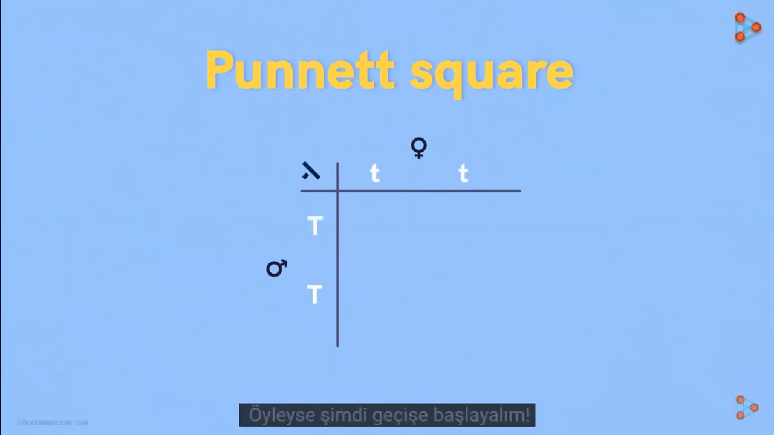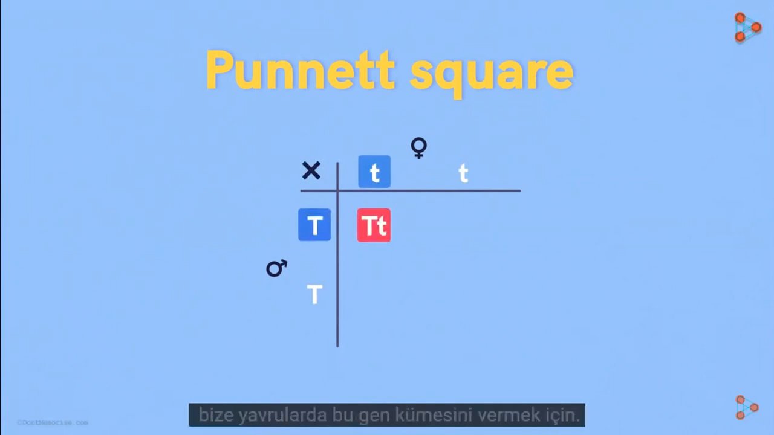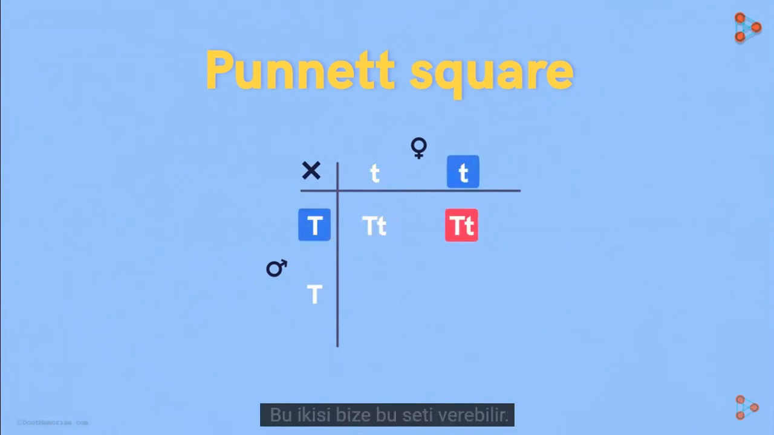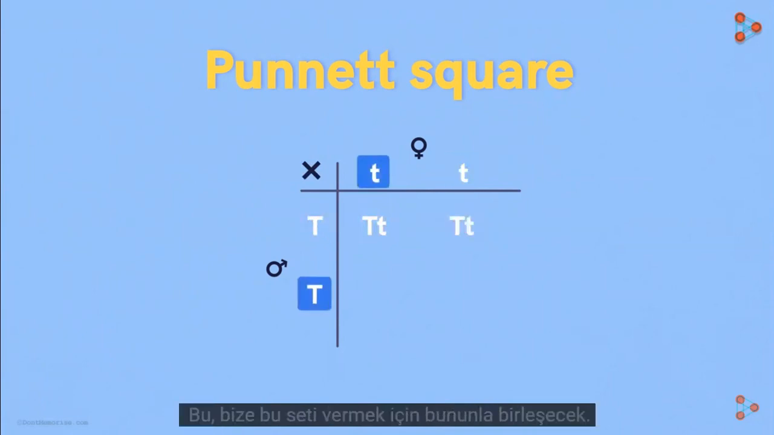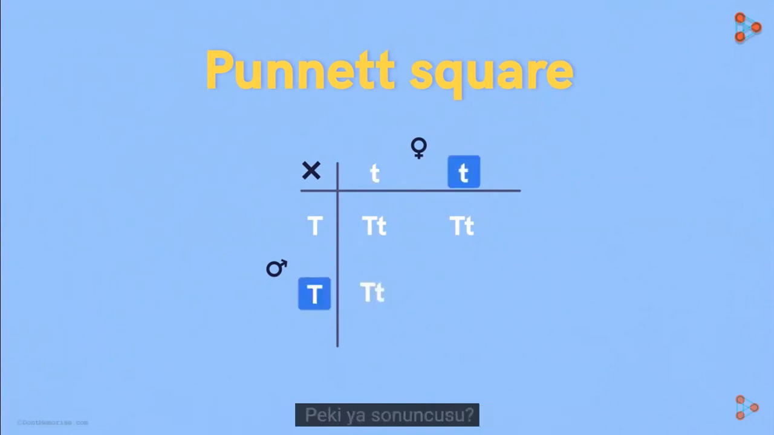So let's begin the crossing now. This allele can come together with this one to give us this set of genes in the offspring. These two can give us this set. This one will combine with this to give us this set. And what about the last one? Yes, you guessed it right. These two alleles will give us this set in the offspring.